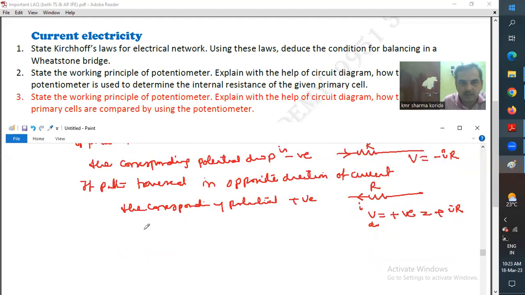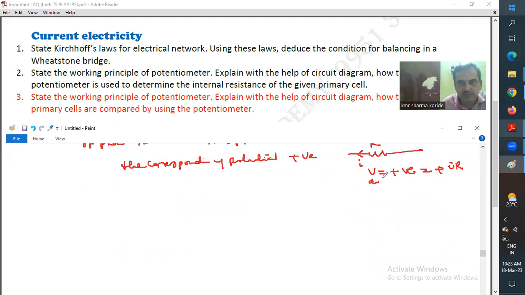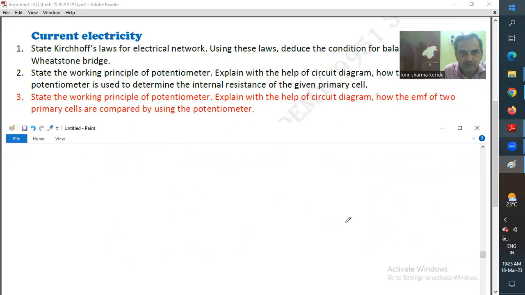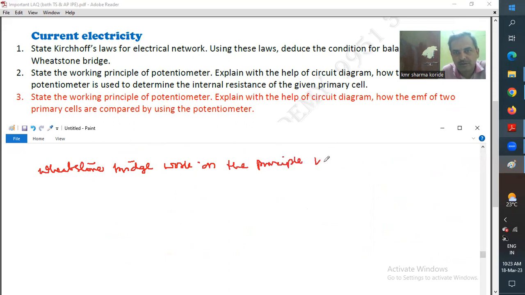Okay. So let us try to apply these two Kirchhoff laws to obtain the balancing condition of Wheatstone bridge. First, let us describe Wheatstone bridge. Wheatstone bridge works on the principle of Kirchhoff's laws.